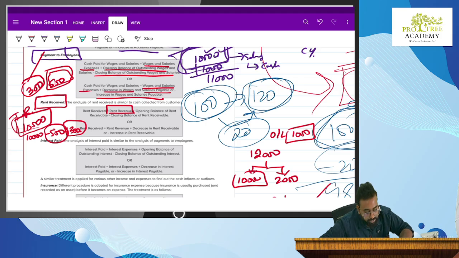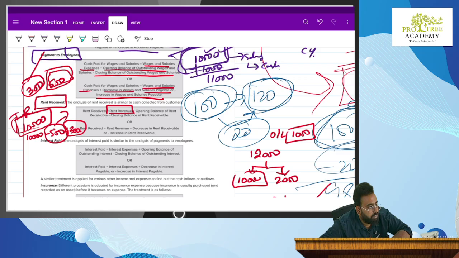Again, logic is same, sir. Increase, then plus or minus? Rent receivable, if it is increased, plus or minus? Think. If rent received, if it is increased, plus or minus?